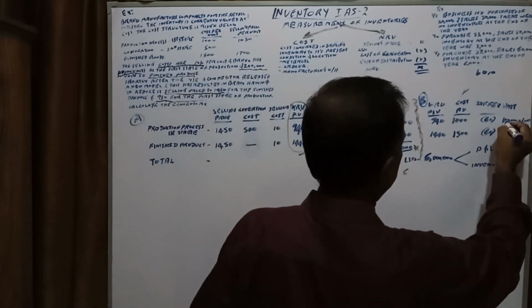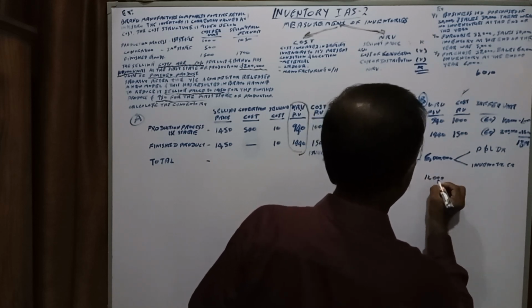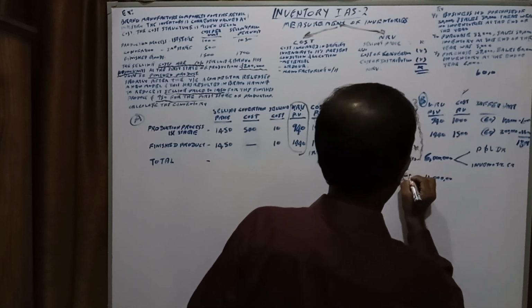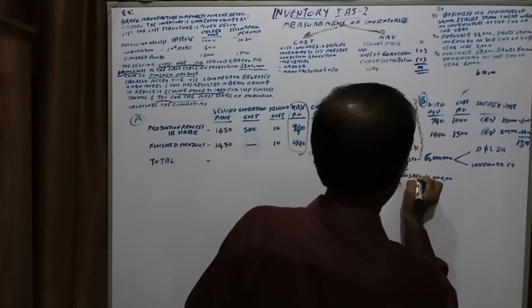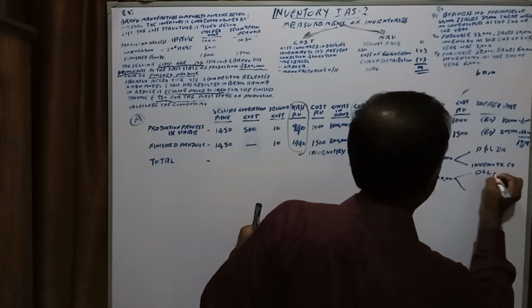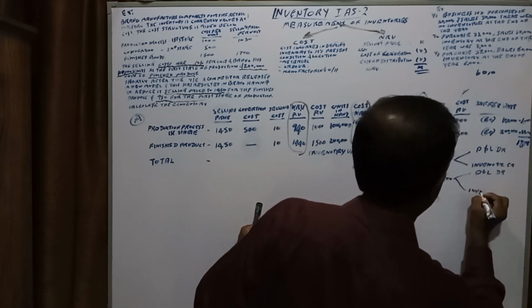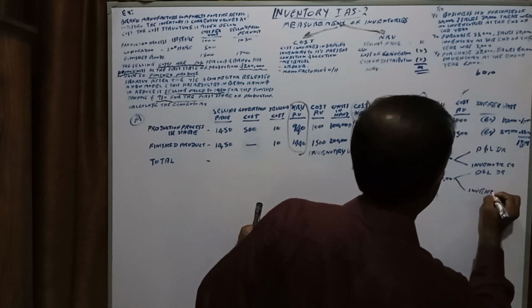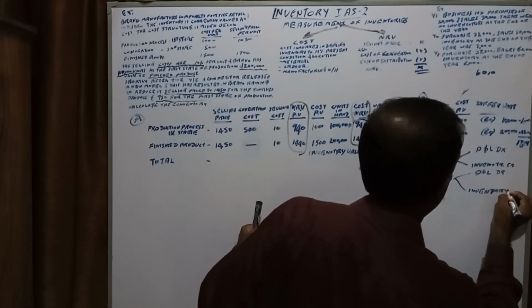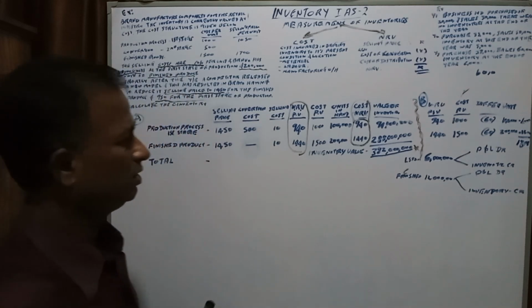For this also, 12 million for finished goods: P&L, profit and loss debit, and inventory credit. That's 12 million. This is the double entry.